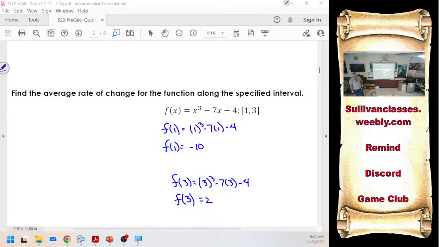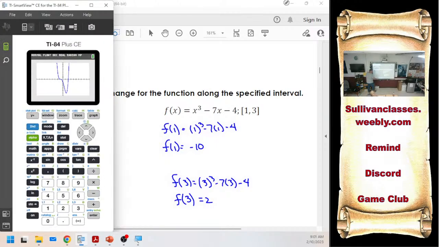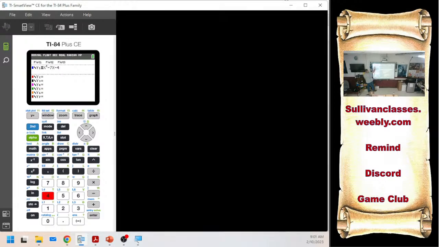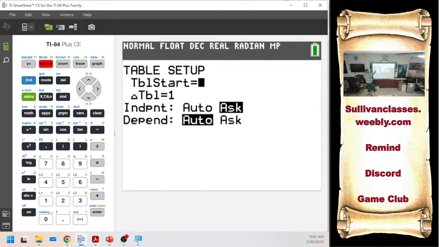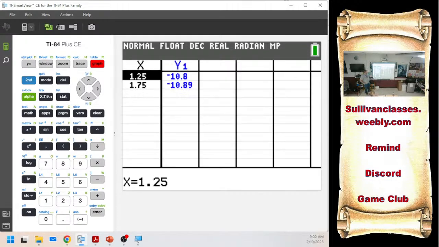That is correct. Okay. Remember, the easiest way to do this is dump it into y1, and it just straight up gives you the coordinates. Sorry about the squeak there. X to the third minus 7x minus 4. If I go to my table settings, switch my independent over to ask, and go into my table, I can just type in 1 and 3, and they just give me the coordinates because those are the function values. Okay?